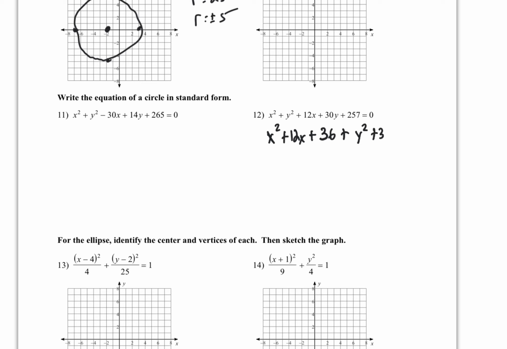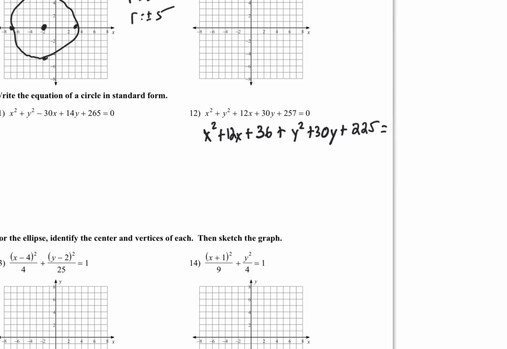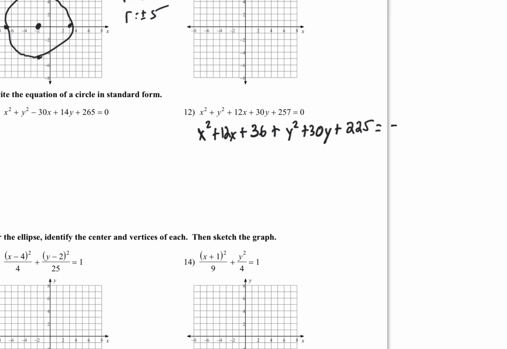Go to the y's. That's a 30, not a 3. Half of 30 is 15. 15 squared is 225. Move the 257 to the other side of the equation. But now remember to add your 36 and add your 225.